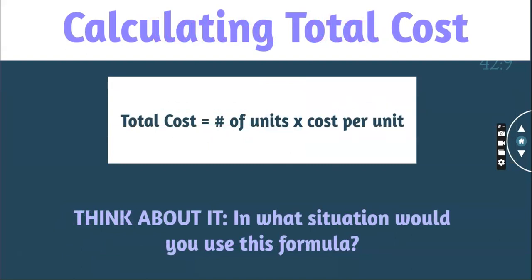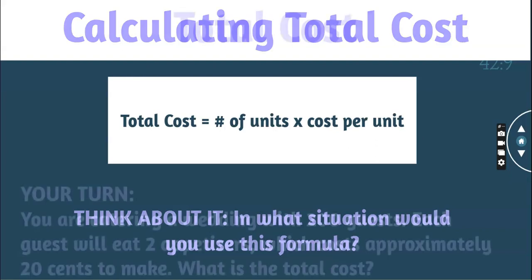Next formula you need to be familiar with is calculating total cost. And you can kind of go any which way when you use these formulas. So total cost equals the number of units times the cost per unit. So what are some situations you think you would use this formula? When you're buying bulk items or things like that. There's lots of instances that you could probably think of in your head.